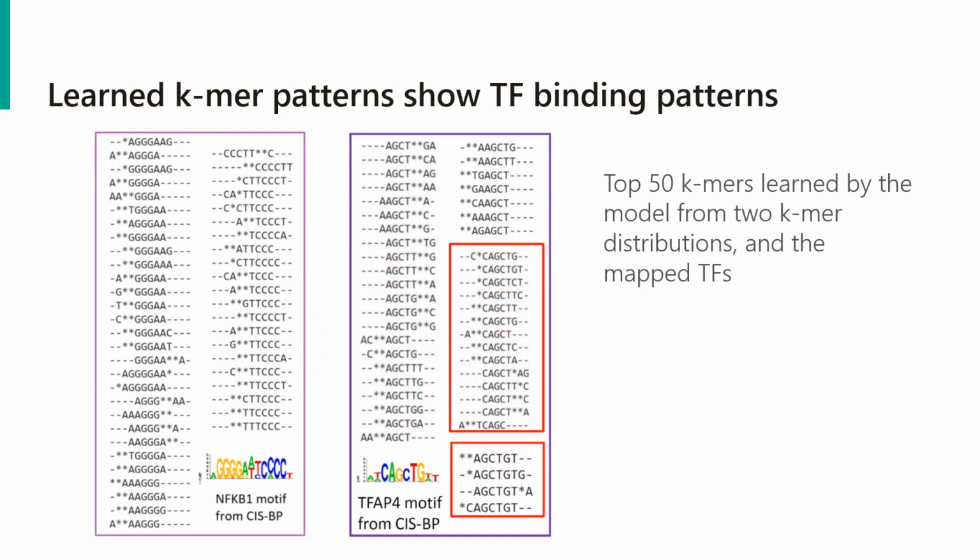We find that BindVAE learns k-mer patterns that correspond to binding patterns of transcription factors as verified by comparing to motifs that we see on CIS-BP. For instance, here we show top 50 k-mers from the k-mer distributions learned for NFKB1 and TFAP4. We find that some k-mers capture the prefix of the motif and some others capture the suffix of the motif.